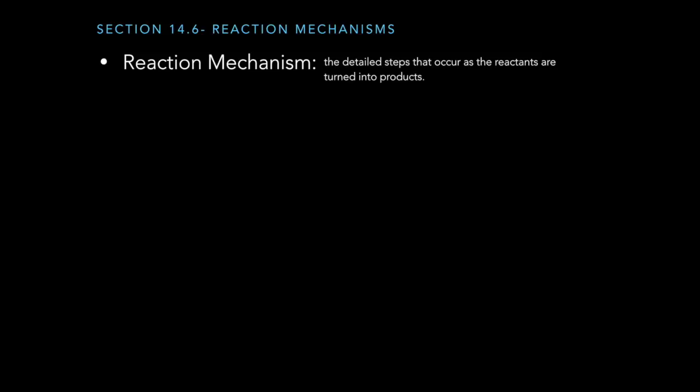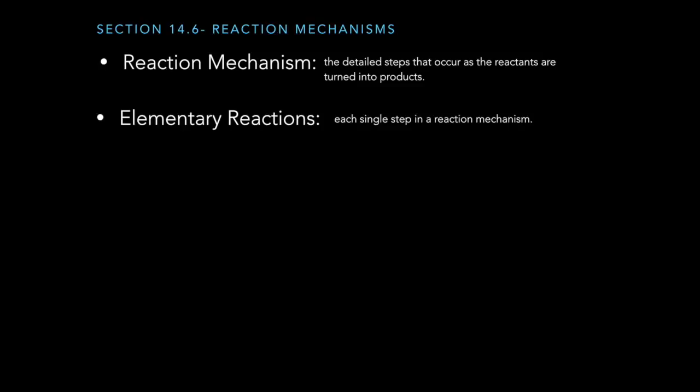So the reaction mechanism is the detailed steps that occur as the reactants are turned into products. So when you see one single reaction with reactants and products, that's not all that's going on. There's a lot of behind the scenes action that's happening. You rarely will see reactants and products, and that's the only thing that was involved in the reaction. Instead, reactants will be transformed into intermediates, which are then eventually going to be turned back into products. So there are a number of steps that occur.